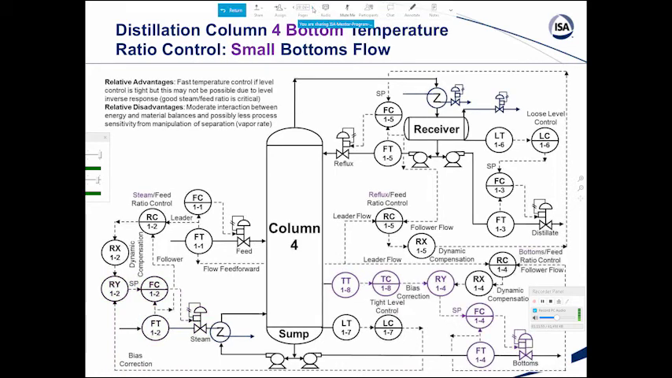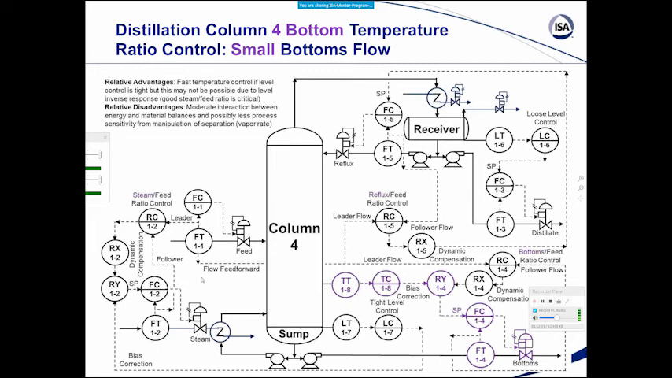And then the last control scheme is, what if you have a small bottoms flow or you can't do level control? So now you're forced to do level control by manipulating steam, but now you got inverse response, and you need tight level control because the temperature controller is changing the bottoms flow. You really don't see the effect on the column until that is seen as a change in level, and then the level controller has to do its job to actually change the boil up.